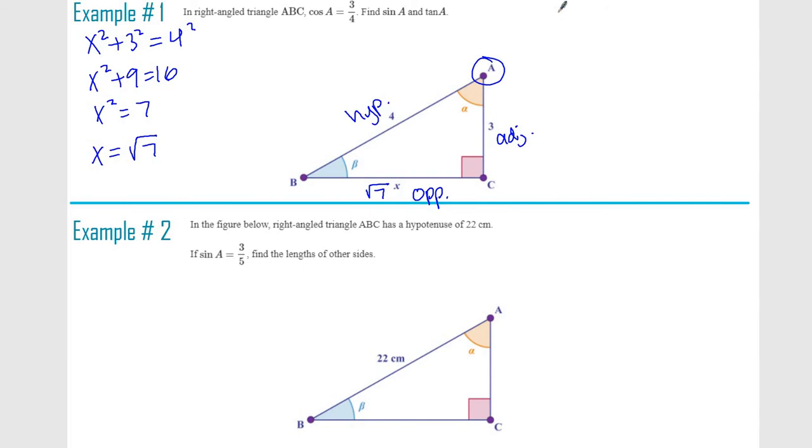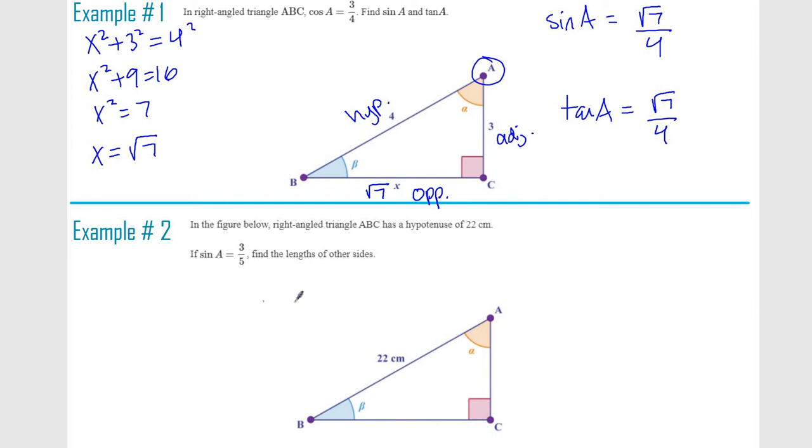So sine of A is, remember, sine is opposite over hypotenuse. So square root of 7 over 4. And tangent of A is opposite over adjacent. So that would be square root of 7 over 3. There's your answer.